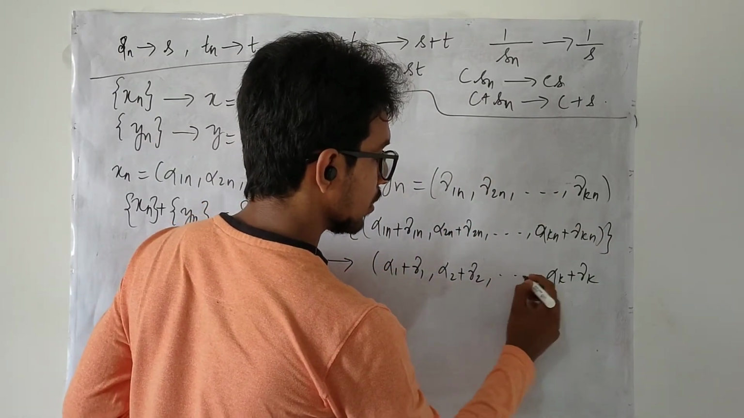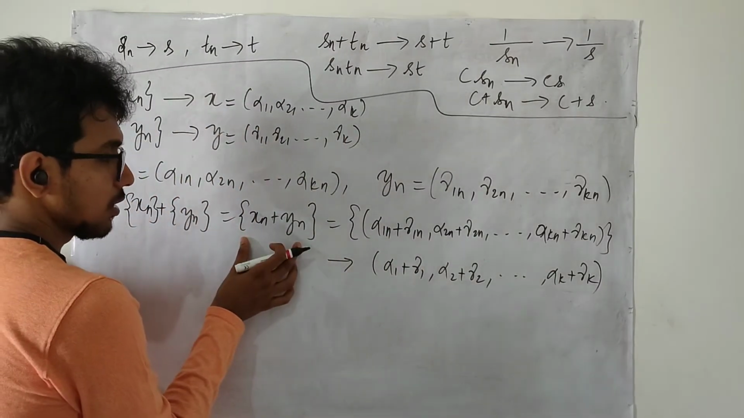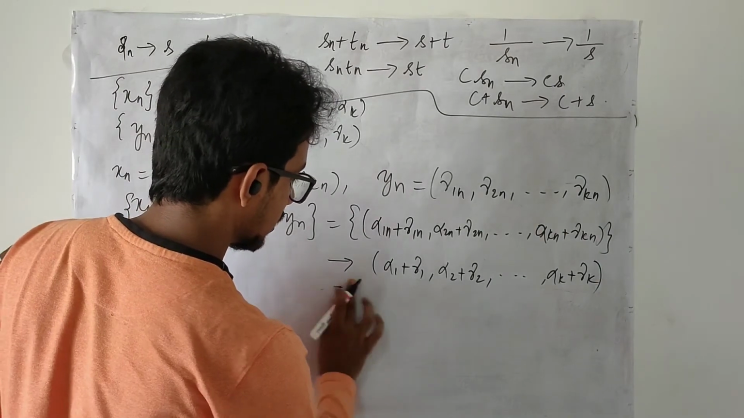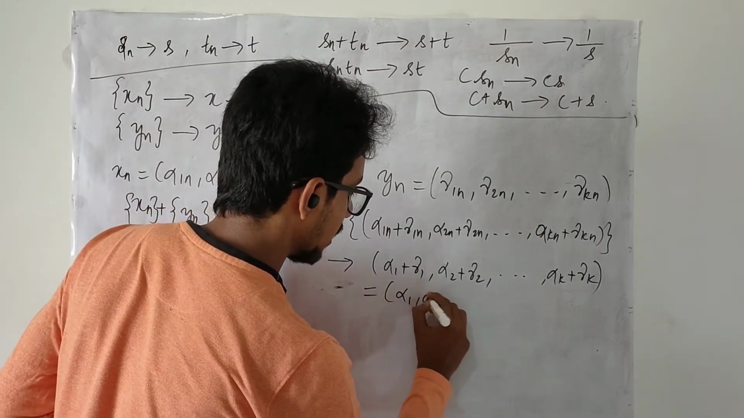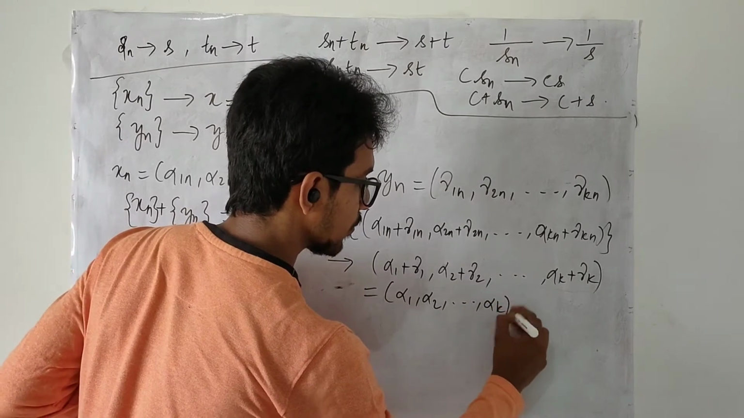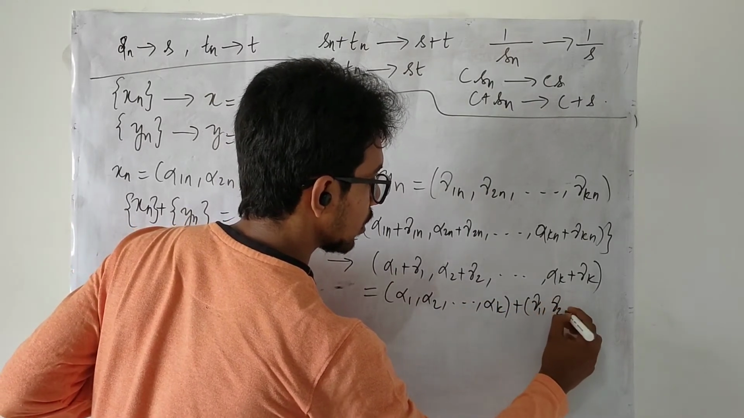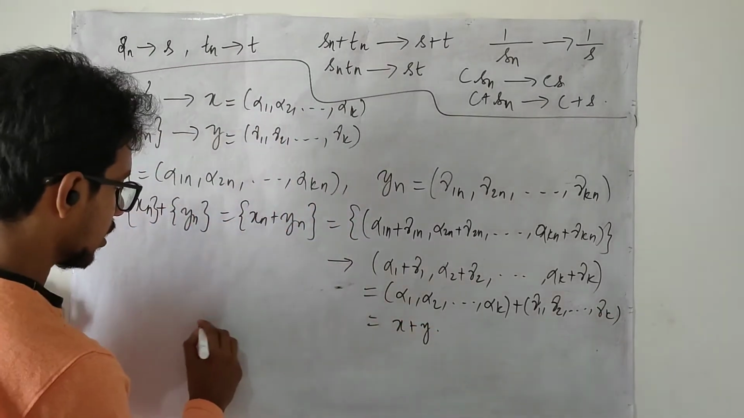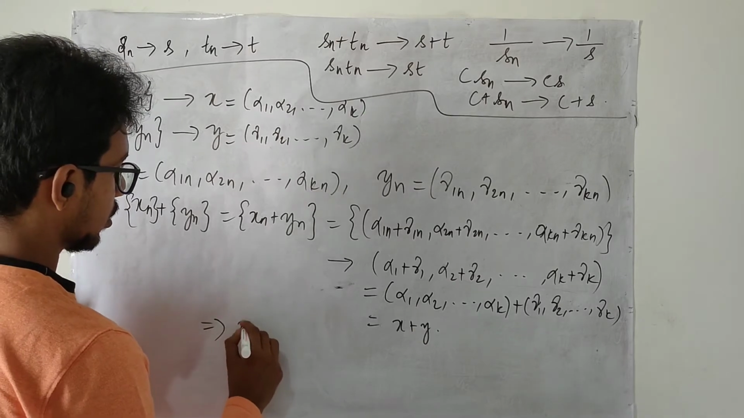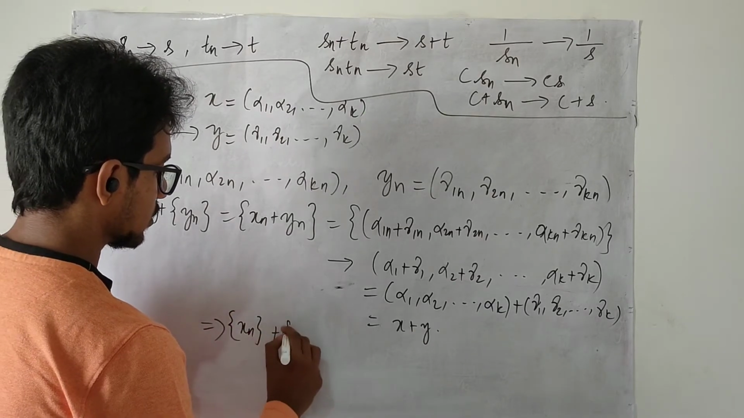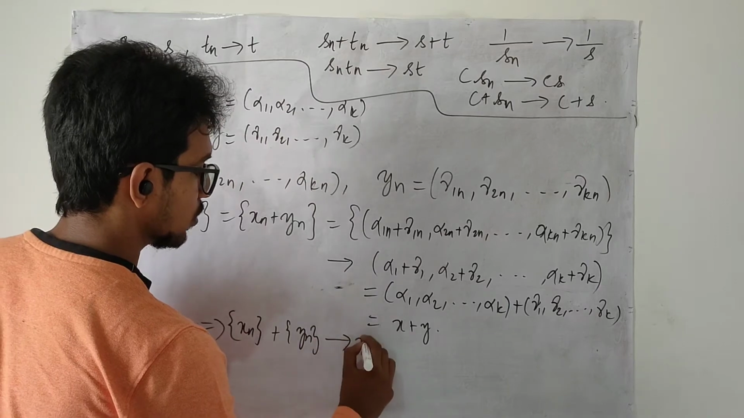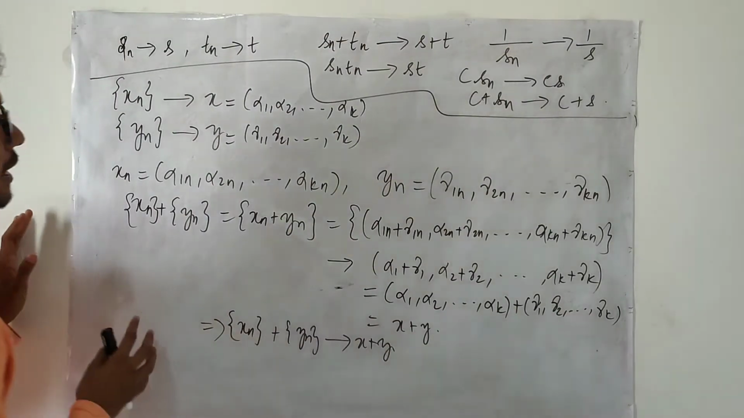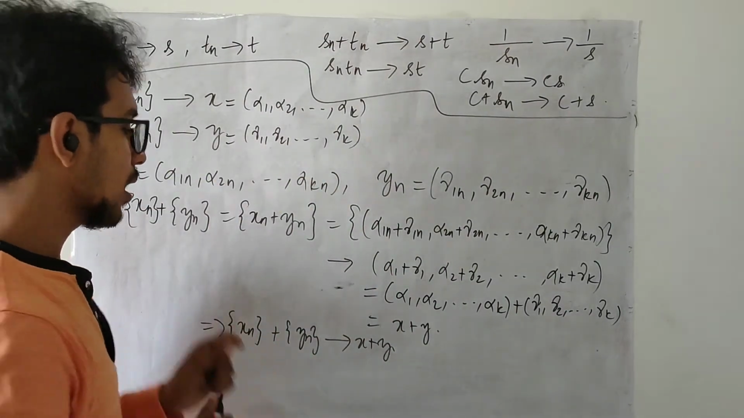So, your xn plus yn converges to this limit. What is this? When you separate this, you will have alpha 1 plus gamma 1 till alpha k plus gamma k, that is, alpha 1, alpha 2 till alpha k plus gamma 1, gamma 2 till gamma k, and this is x plus y. So finally what you have? Your sequence xn plus sequence yn converges to x plus y in Euclidean space. Right?